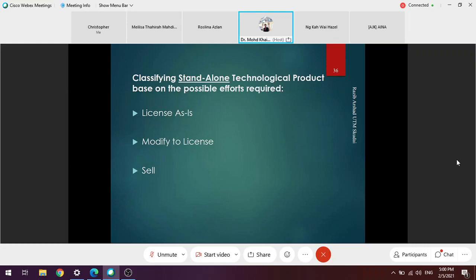And the last one, if that location, as I said previously, for example in Uganda, we cannot cover the license or the patent protection over there because the price is too high or the process is too complex for us to finish, then it is better for us to think of selling the technology. But of course, it should be technology that we can control, or perhaps we can come up with a better technology in the future, because we don't want them to become our competitors as well. So this is the decision or classification of the standalone technological product based on the possible efforts required.